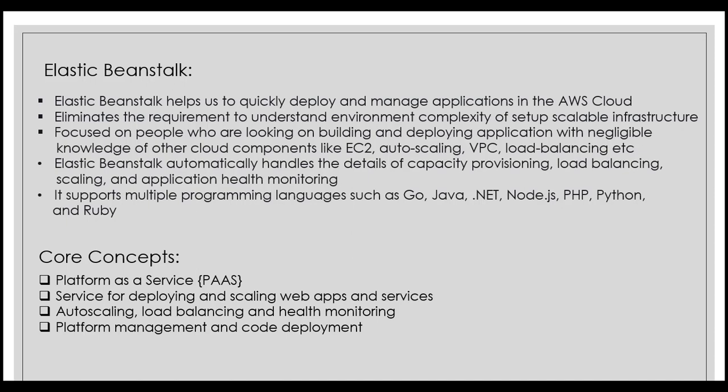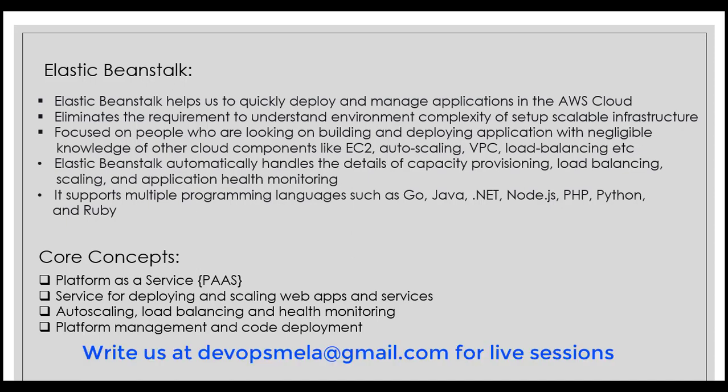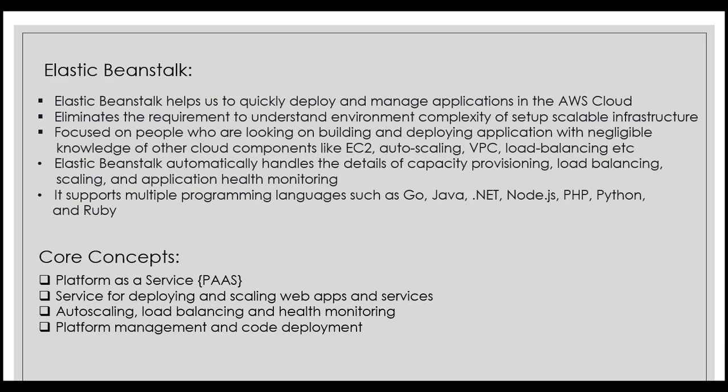It also supports multiple programming languages such as Go, Java, .NET, Node.js, PHP, Python, and Ruby. The core concept of Elastic Beanstalk is that it's a platform as a service. It helps us deploy and scale web applications and services. It even helps us with auto scaling, load balancing, and continuously does health monitoring as well. It's a platform management and code deployment tool wherein you can just get your code and deploy it on top of it.